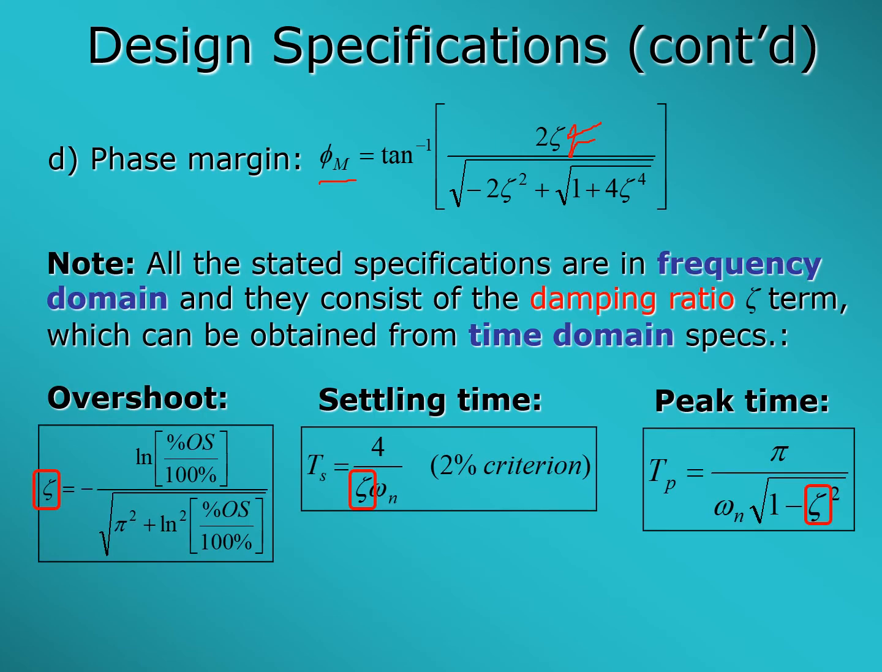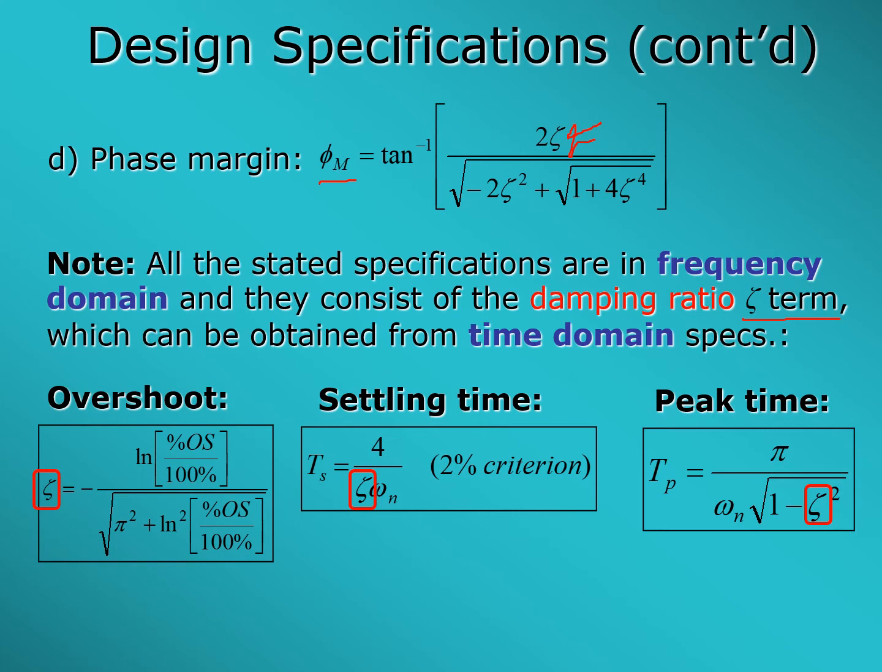Alright, all the stated specifications above are in the frequency domain: bandwidth, phase margin, resonant frequency, and so on. And you can notice that they consist of the damping ratio term. So this is the important term that you need to know in designing the phase-lead compensator.